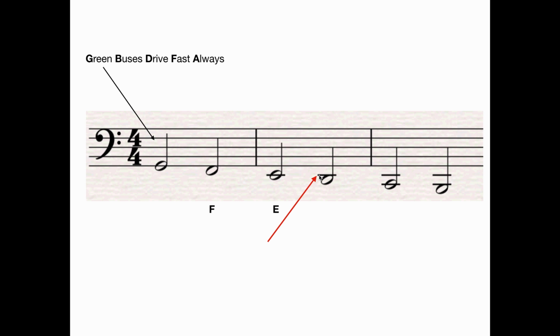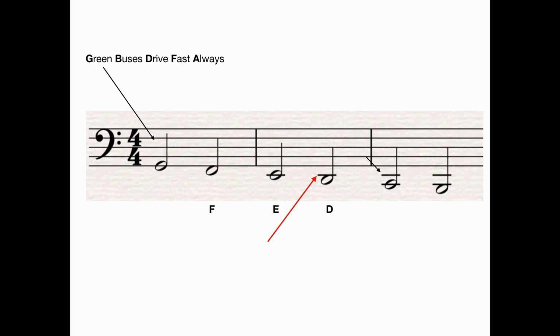In the next example, we know that this first ledger line below the bass clef is an E, and as this is written just below that line, we are descending in pitch, therefore this note must be a D.